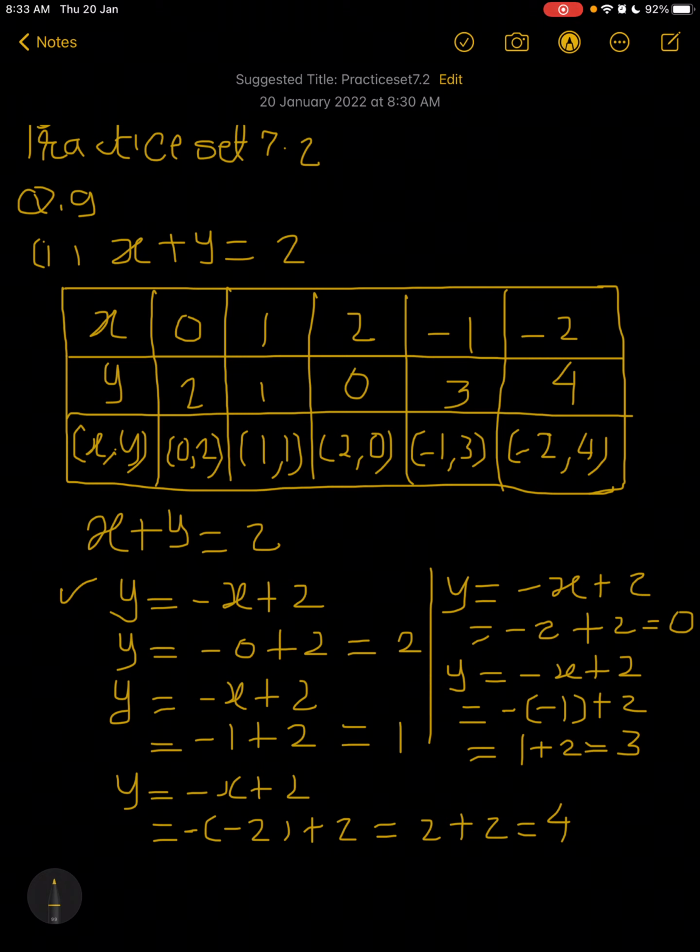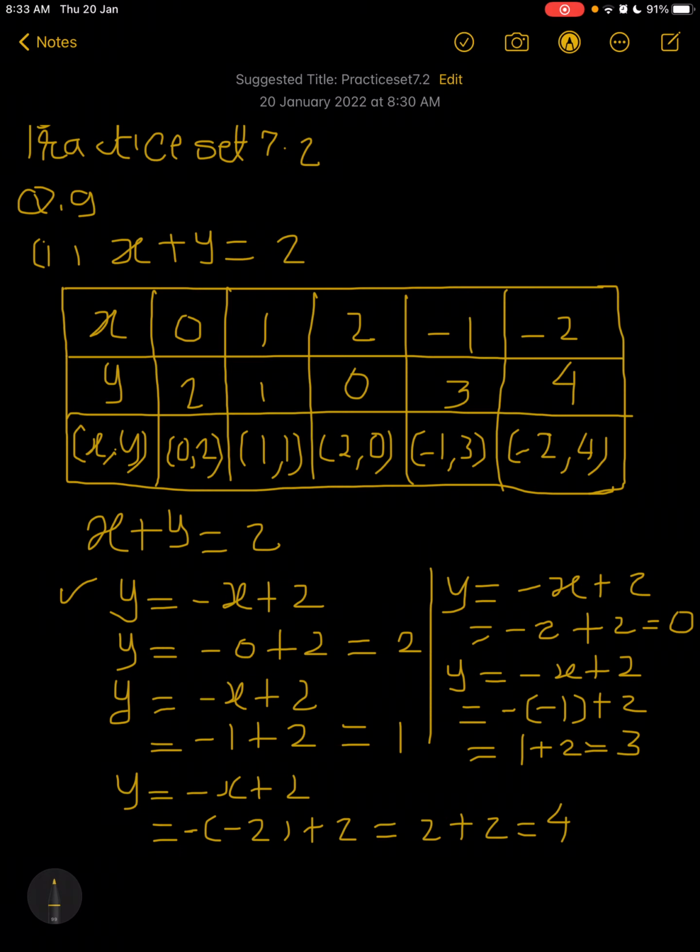First point has coordinates 0, 2. Second point 1, 1. Third point 2, 0. Fourth point minus 1, 3. Fifth point minus 2, 4.